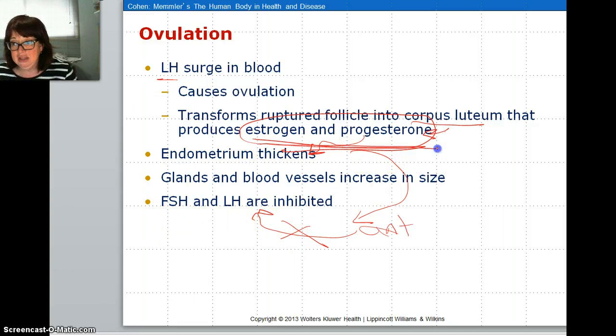That's why most birth control contains estrogen and progesterone. The idea is to keep an even level of estrogen and progesterone to prevent this follicle stimulating hormone and luteinizing hormone from being released, so therefore you don't have ovulation. No ovulation, you can't get pregnant. No ovulation, no egg, you can't get pregnant.